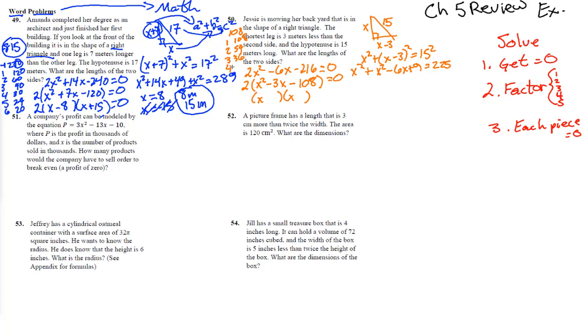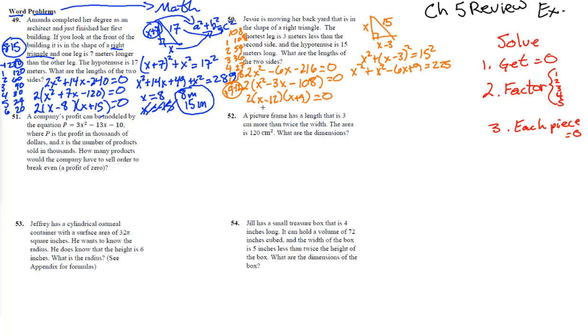4 and 27. 5 doesn't go into it, and 6 and... nope, 6 and 18, or 9 and 12. Yeah, 9 times 12. There we go. Negative 9, no, negative 12, positive 9. So x minus 12, x plus 9, and that 2 sits out there in front, equals 0.